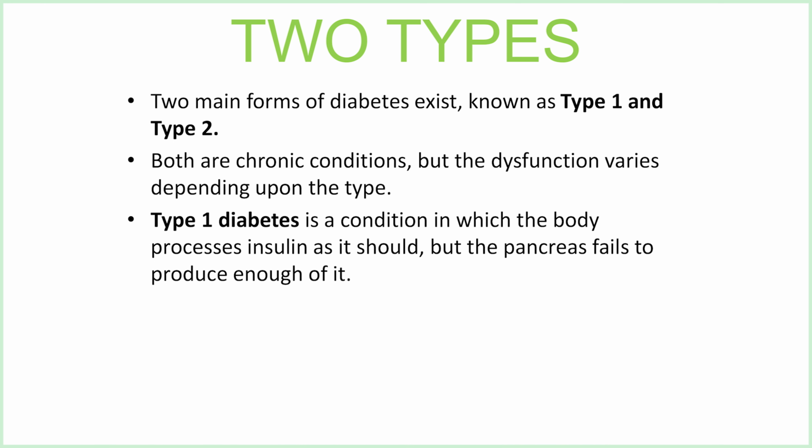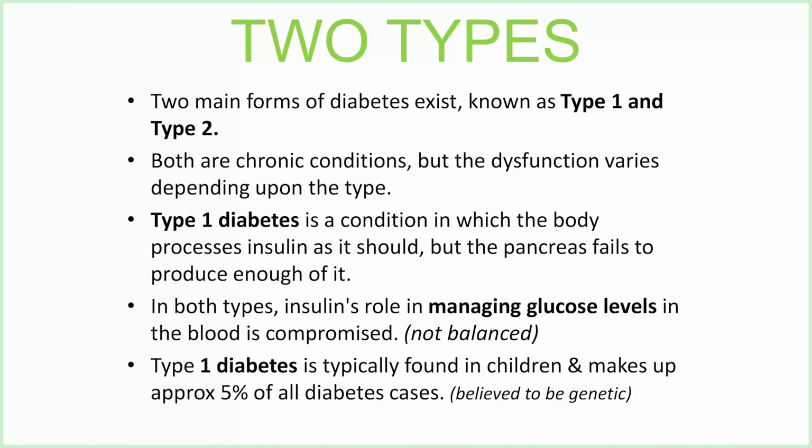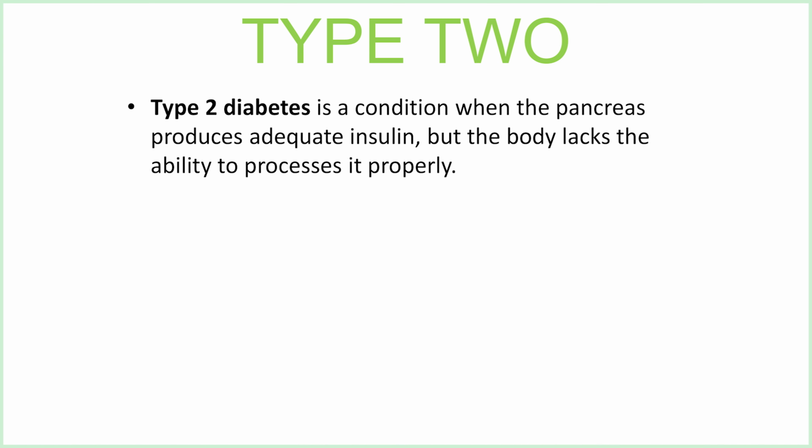Type 1 diabetes is a condition in which the body processes insulin as it should, but the pancreas fails to produce enough of it. In both types, insulin's role in managing glucose levels in the blood is compromised. In other words, it becomes unbalanced. Type 1 diabetes is typically found in children and makes up approximately 5% of all diabetes cases and is believed to be genetic. Now, type 2 diabetes is a condition when the pancreas produces adequate insulin, but the body lacks the ability to process it.